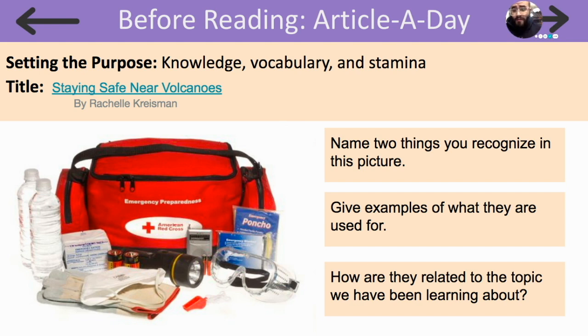So 2 things I see are water and batteries. Water is used, so that you are not thirsty, and batteries are used to power different things. I think they're related to this topic because we've been talking about emergencies, and these are things that you would use in an emergency. Let's get started with our article a day.